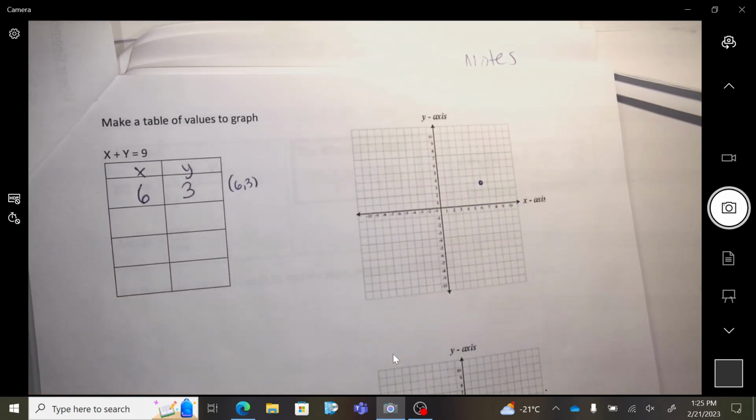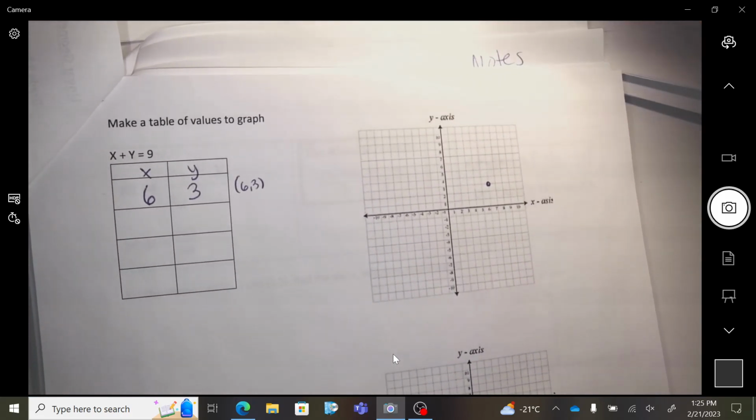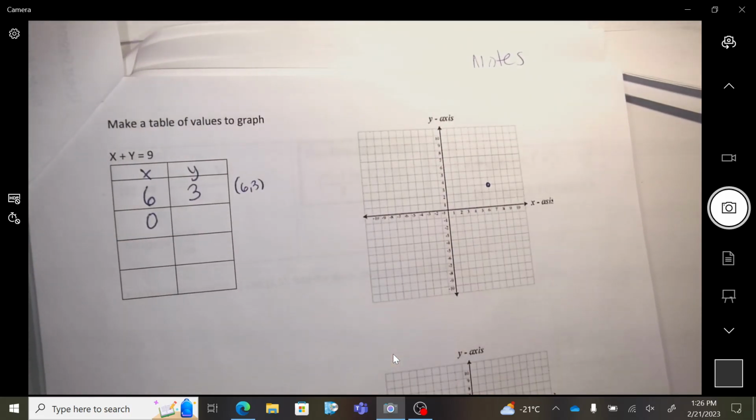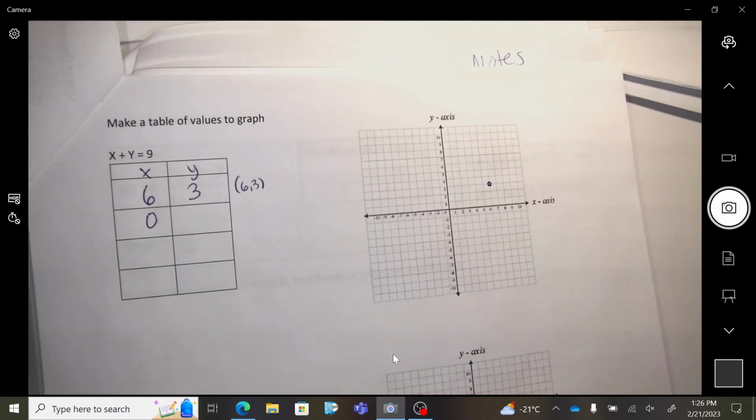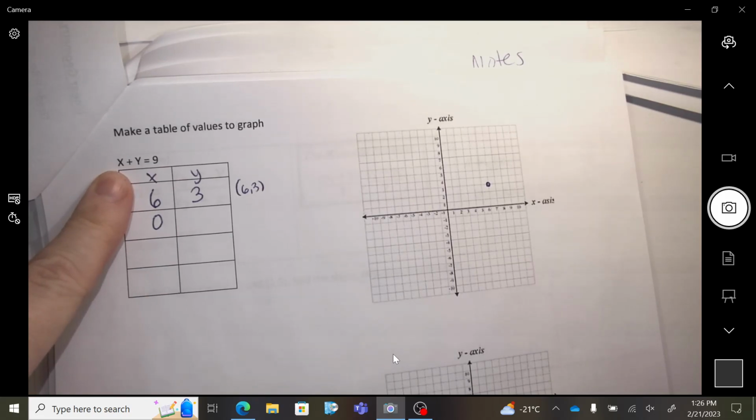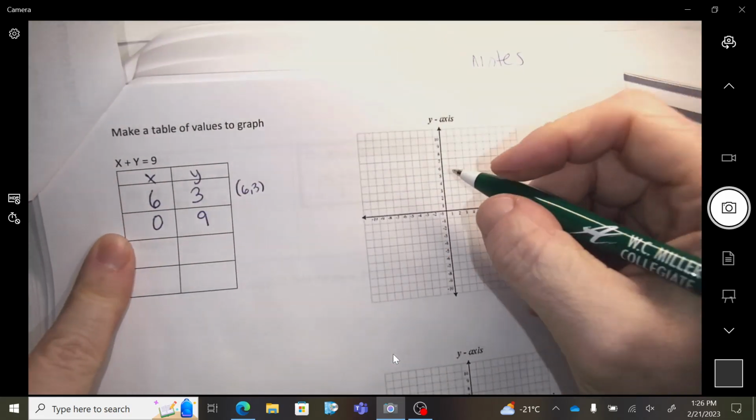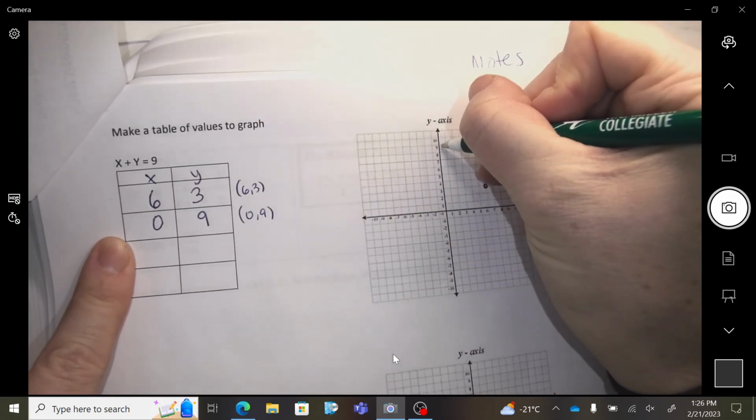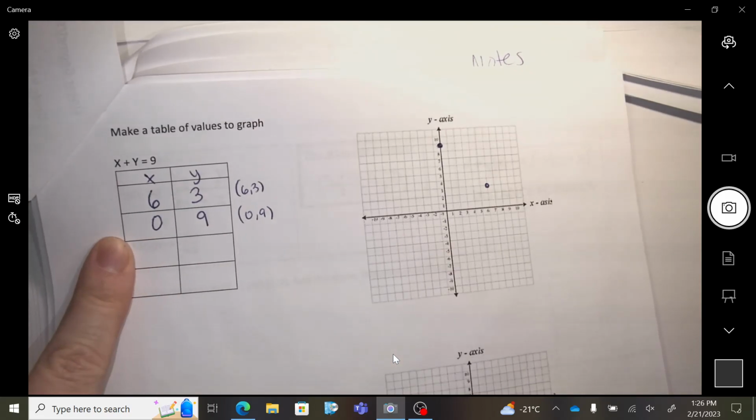on my graph. Okay, I will give you the next x coordinate. I like to pick this x coordinate if I can. I like to pick 0. So if x was 0, what would the y need to be to make this equation happen? 0 plus 9. So now 0, 9 is on my graph.